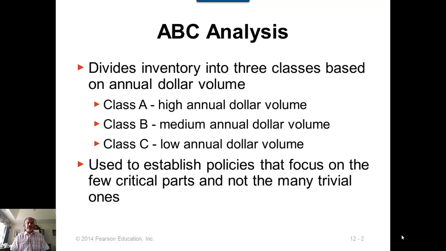This is used to establish policies that focus on the few critical parts and not the many trivial ones. So the principle being, just a few parts would constitute class A items, and then a large part of the inventory will be class C. And this comes from empirical observation.